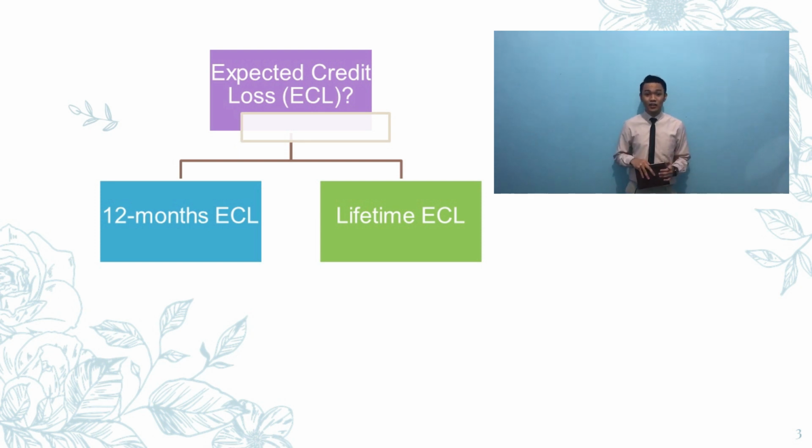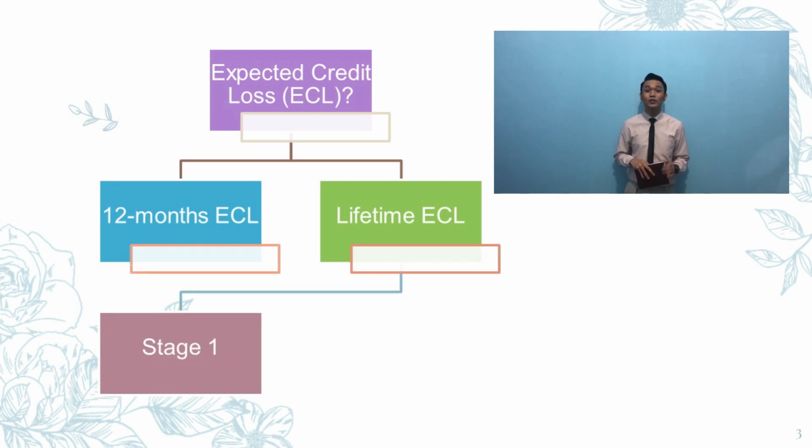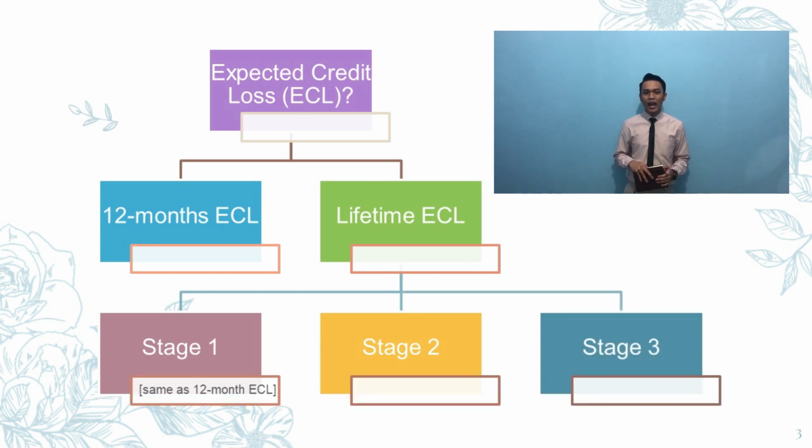Lifetime expected credit losses approach can be divided into three. The first one is stage 1, whereby stage 1 is the same as the 12-month expected credit losses approach. Second one is stage 2, and the third one is stage 3. What does it mean by this stage? After this, I bring to all of you the information of this stage.